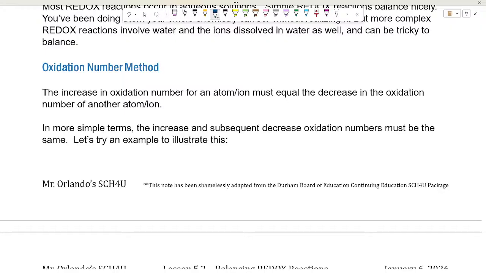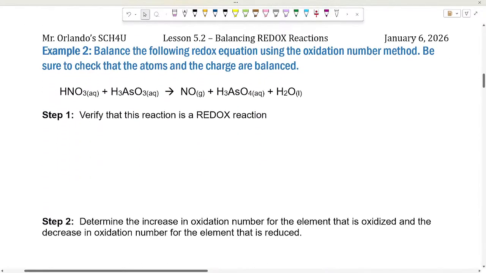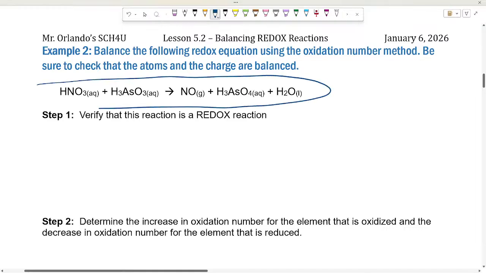The increase in oxidation number for an atom or ion must equal the decrease in the oxidation number of another atom or ion. In more simple terms, the increase and subsequent decrease in oxidation numbers got to be the same. Let's try to illustrate this. Let's take a look. We're going to look at this reaction here. Now, this reaction is kind of ugly. Can we all agree on that?